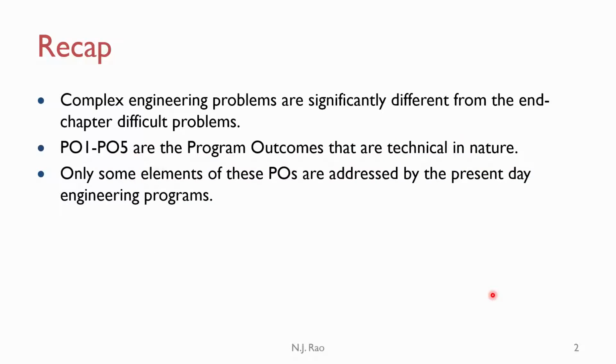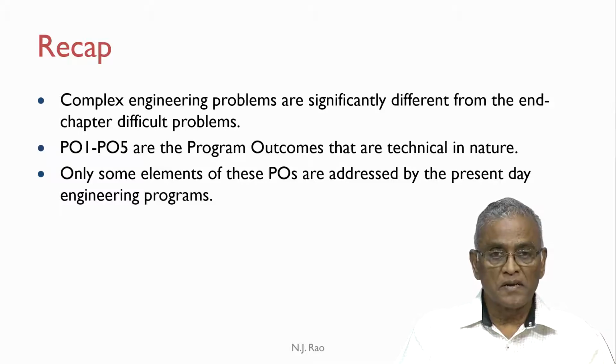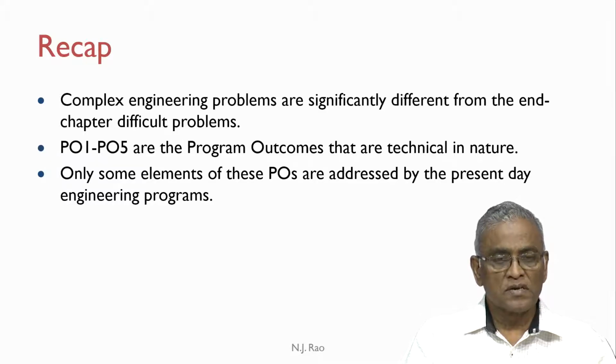And welcome to module 1 and unit 8. This unit is related to the program outcomes again, like the earlier unit. In the earlier unit we looked at the nature of complex engineering problems, and we noted that they are significantly different from the end chapter difficult problems, because problems can be simple and difficult, but a difficult problem does not become a complex engineering problem. That is one thing an instructor has to remember.